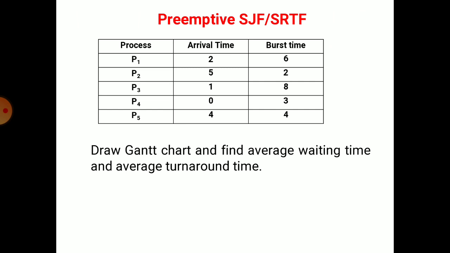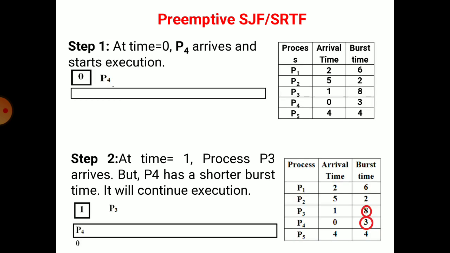Let us discuss an example of preemptive SJF, or SRTF. Both are the same. SRTF means the shortest remaining time first scheduling algorithm. Each process has its own process ID: P1, P2, P3, P4 and P5. Each process has a different arrival time and requests a different burst time. Now we can draw the Gantt chart and find the average waiting time and average turnaround time.